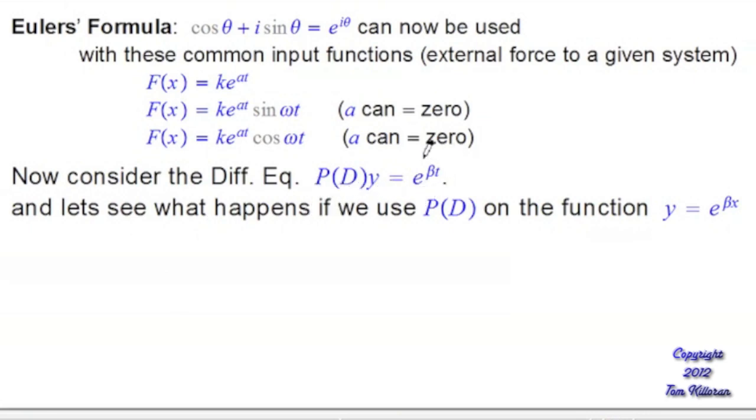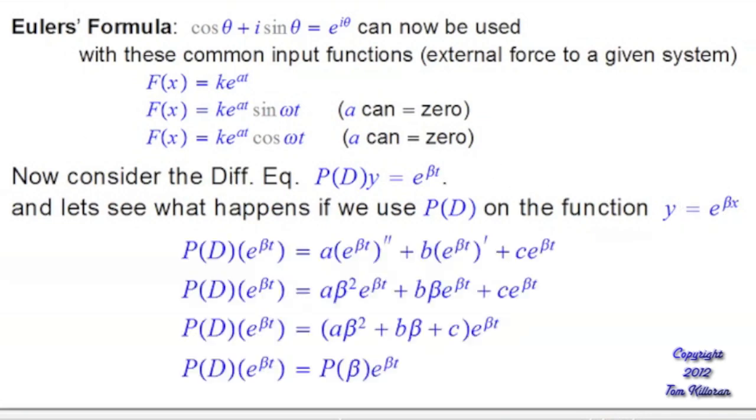So we're going to look at our differential equation, p of D of y is equal to an exponential input function. And I'm not putting the k there because it could be buried inside someplace. Alright, so we have this exponential function, and I want to see what happens if we operate p of D on the function e to the bt, the input function.